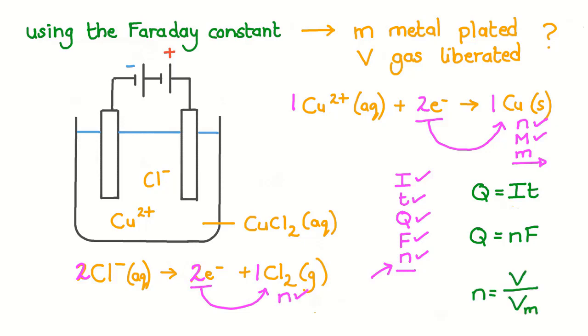If the reaction occurs under a set of known standard conditions, we can use the key equation number of moles is equal to volume over molar volume. Then, using the appropriate known molar volume for those conditions, we can determine the volume of chlorine gas liberated. Let's practice this type of calculation.